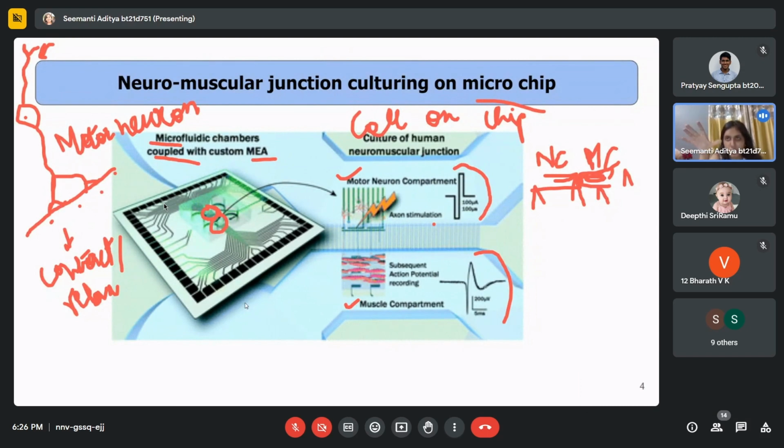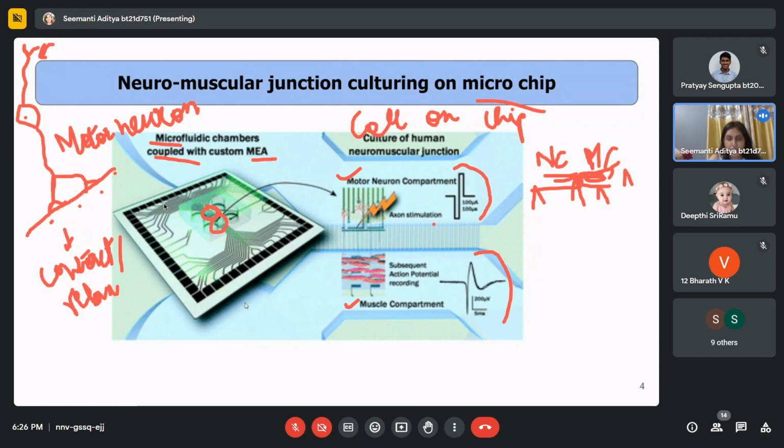If it is contracting, it's going to move in a particular direction. If it's relaxing, it's going to return to its original position. So all those mechanical forces and mechanical motion can also be detected. So the neuromuscular junction can be replicated in the microchip system, and in this way we can be closer to the physiological condition of how the neuromuscular junction is present in our body.